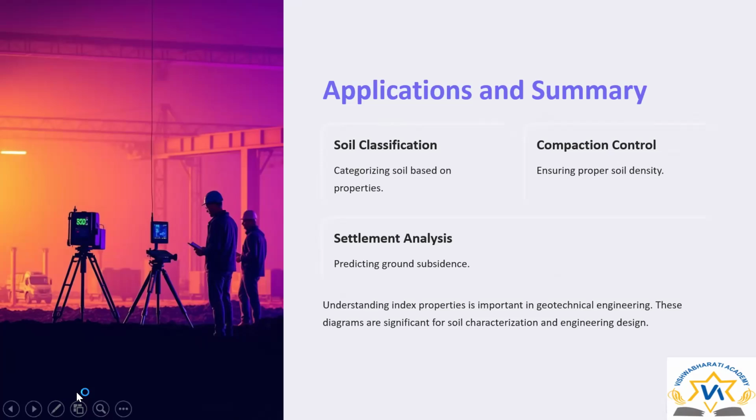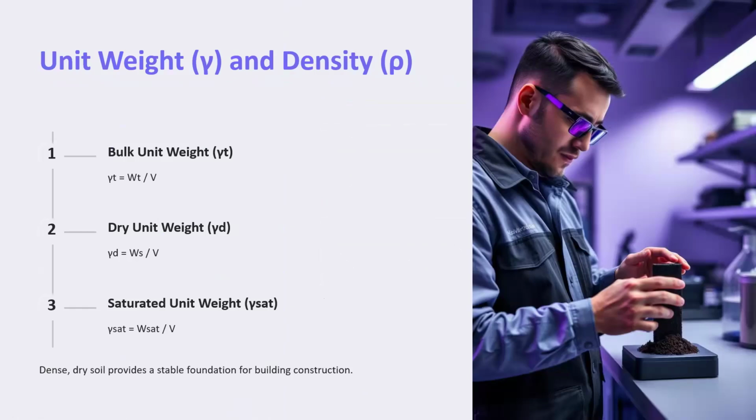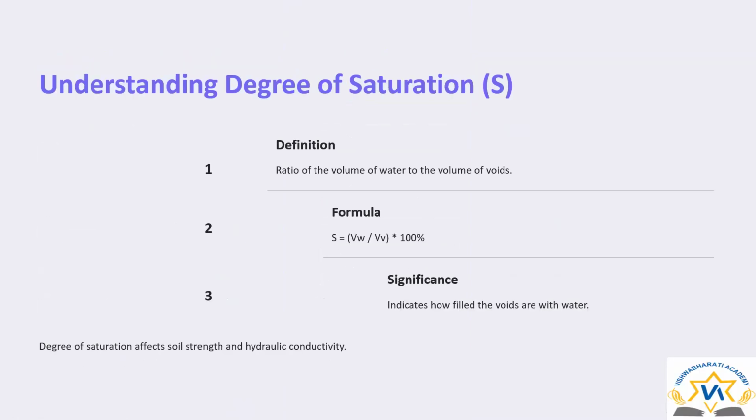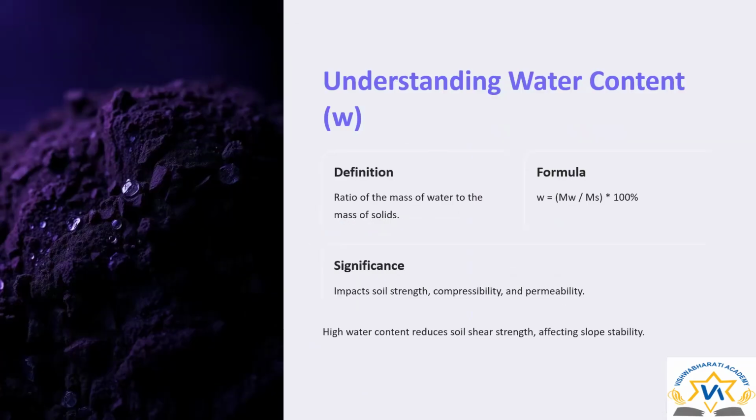So you now understand the three-phase system, its application and some formulas for calculating geotechnical problems. These are the main, important formulas for finding solutions in geotechnical problems. These are some main index properties.